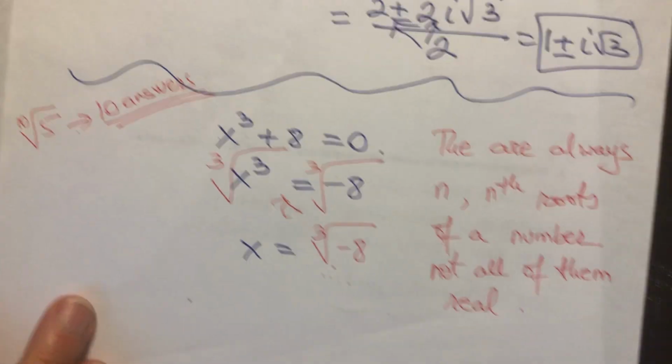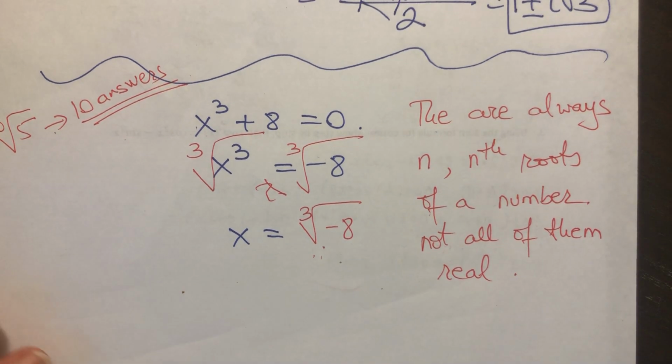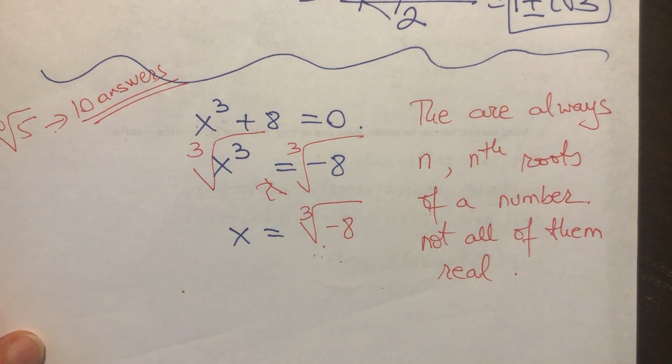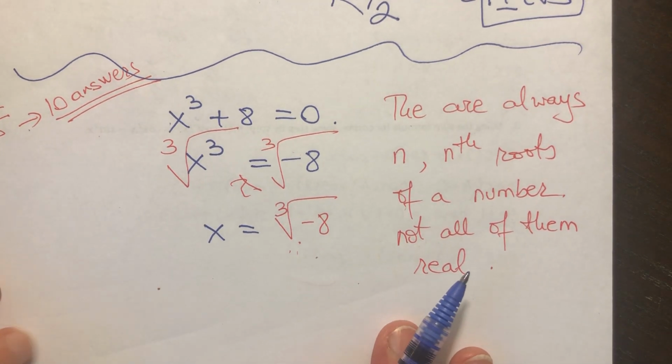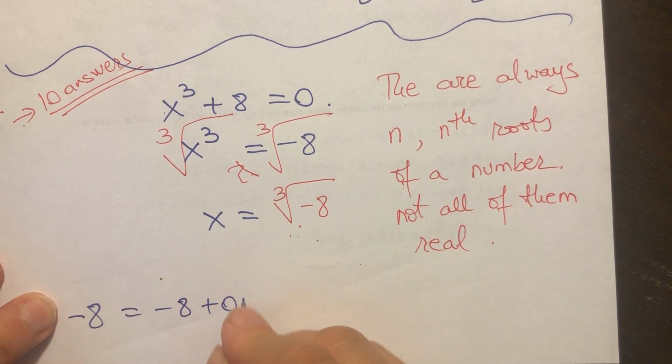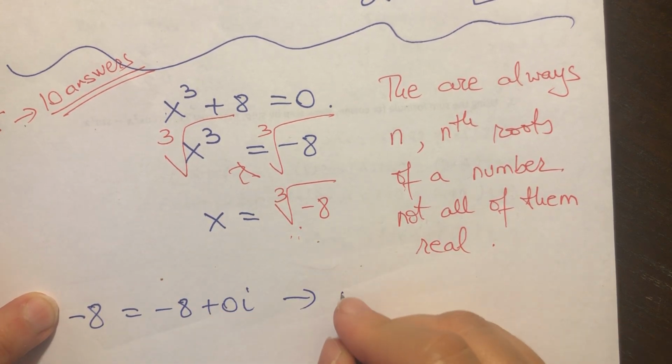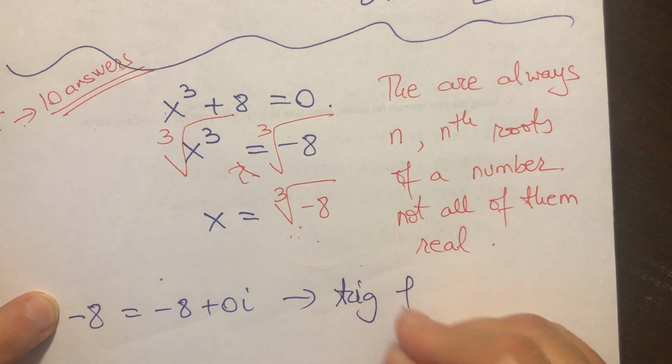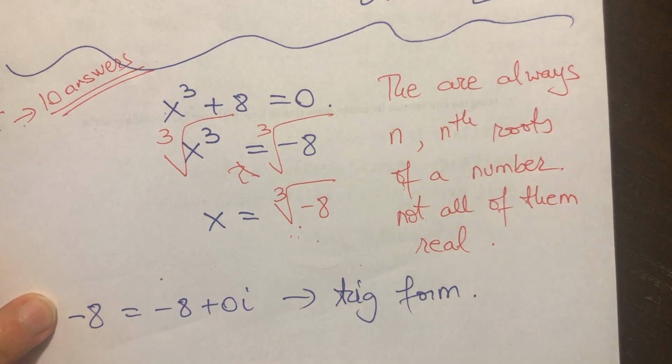All right, so let's see. It's getting dark in here. It's getting late. So how do I find them? Well, I have to use the complex form of this number. So I'm taking -8, and I want to put it in trig form. What's the trig form of this?